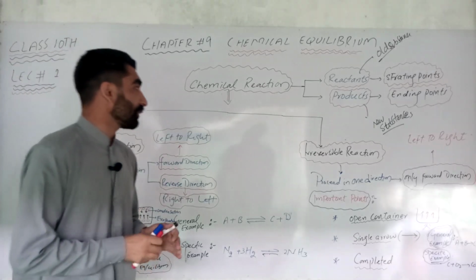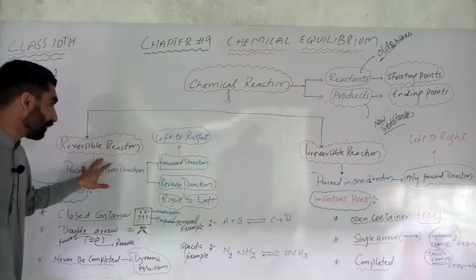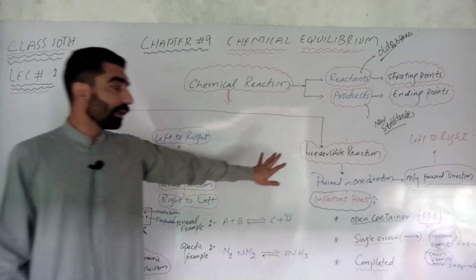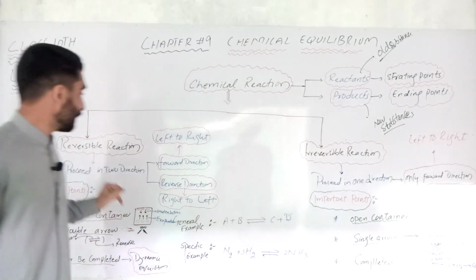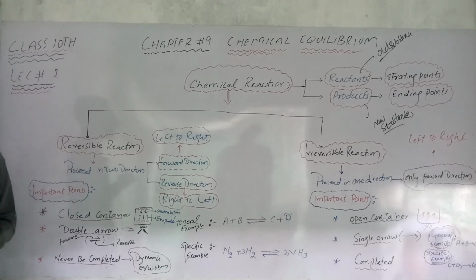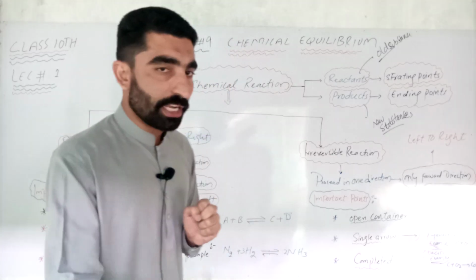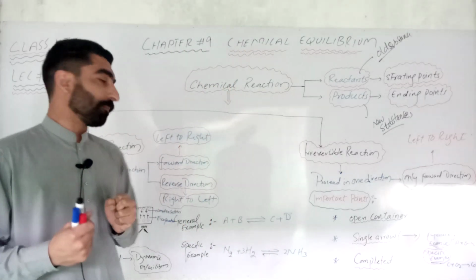Now chemical reactions have two basic types. First one, the reversible reaction. The second is the irreversible reaction. As the name indicates, the reversible reaction is a reaction which can proceed in two directions. The first direction is the forward direction and the second is the reverse direction.